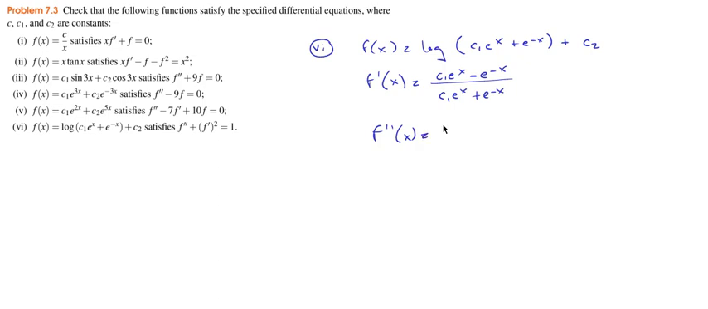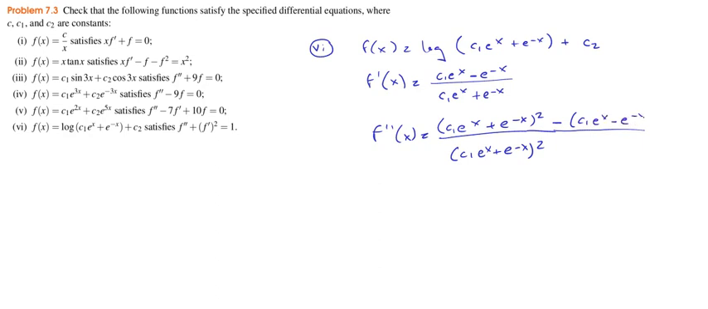And then the second derivative is over the square of the denominator, right? Now the derivative of this numerator, which is c1 e to the x plus e to the minus x again, times the denominator, so this is squared, and then minus c1 e to the x minus e to the minus x times the derivative of the denominator, which is the same thing here, so this is squared. Okay, and so let's leave it here, I think.